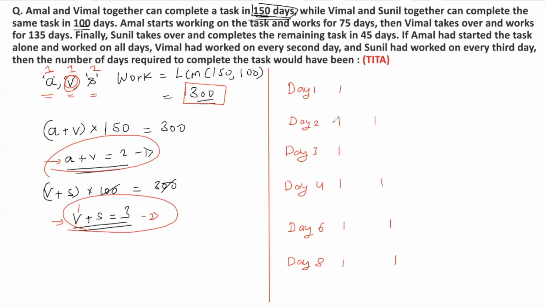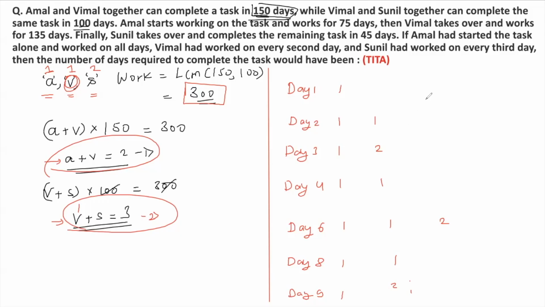And Sunil had worked on every third day. So Sunil would have worked on every third day. On every third day means once with Amal on day 3, then along with Amal and Vimal on day 6, then again alone with Amal on day 9, so on and so forth, right? Then the number of days required to complete the task would have been beautiful.